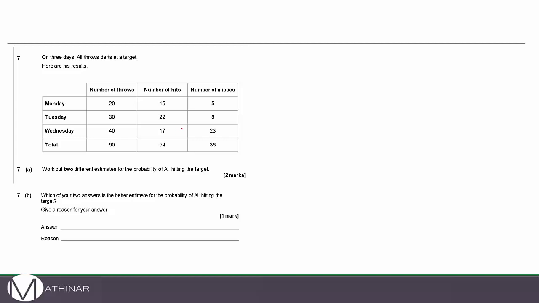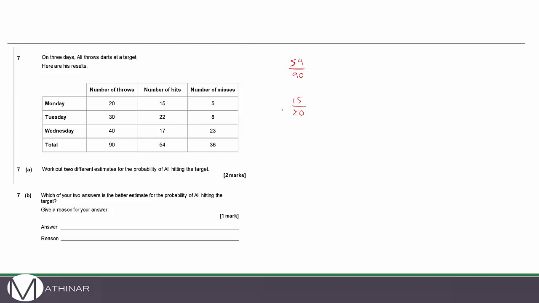Okay, so one probability of him hitting the target. Well, how many times does he hit the target in total? 54. Out of how many throws? 90. So 54 over 90 is one estimate. Another estimate could be just on Monday, or just Tuesday, or just Wednesday. So the numbers on Monday look a lot simpler to work with. So let's go with Monday. So what's the probability of hitting the target on Monday? Well, that's 15 hits out of 20 throws.